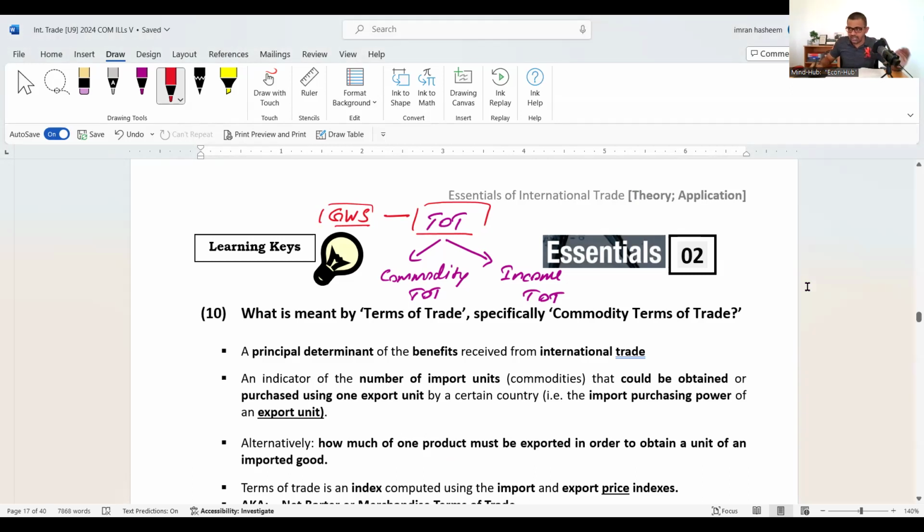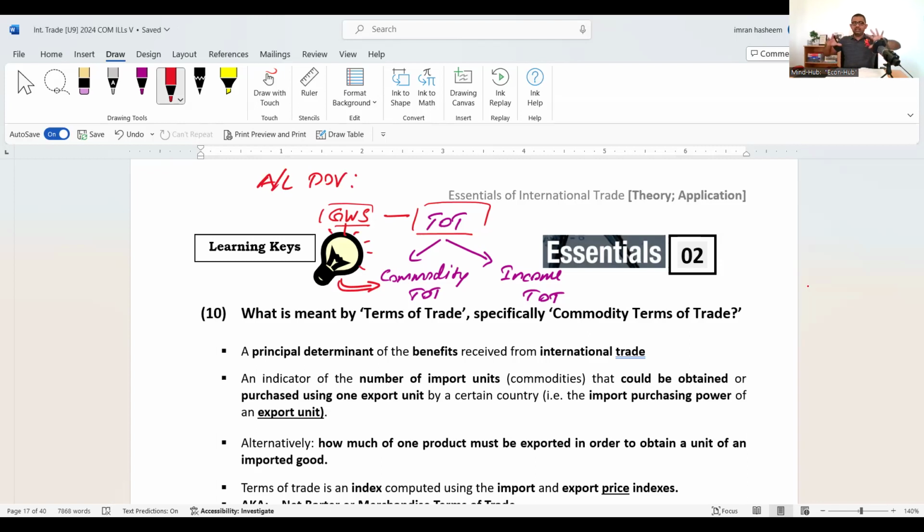So in A levels, I'm writing with the red color marker or the pen. From an A level point of view, terms of trade goes without saying. When you see terms of trade in the paper, you have to understand we are talking about commodity terms of trade. In A levels, terms of trade is commodity terms of trade.